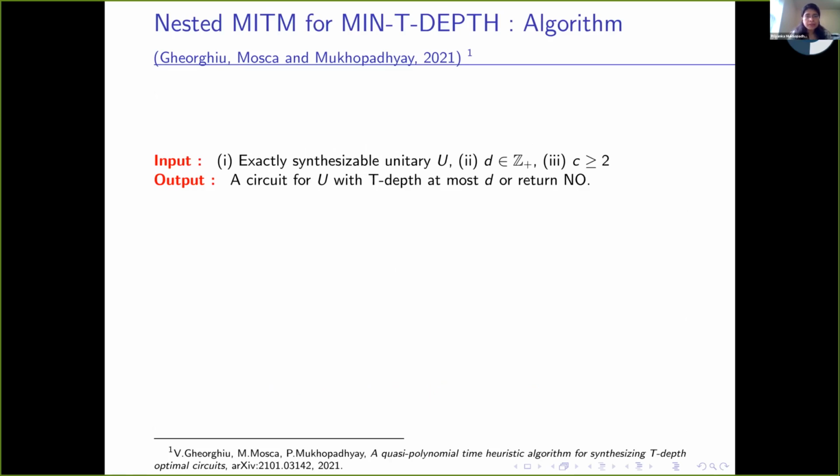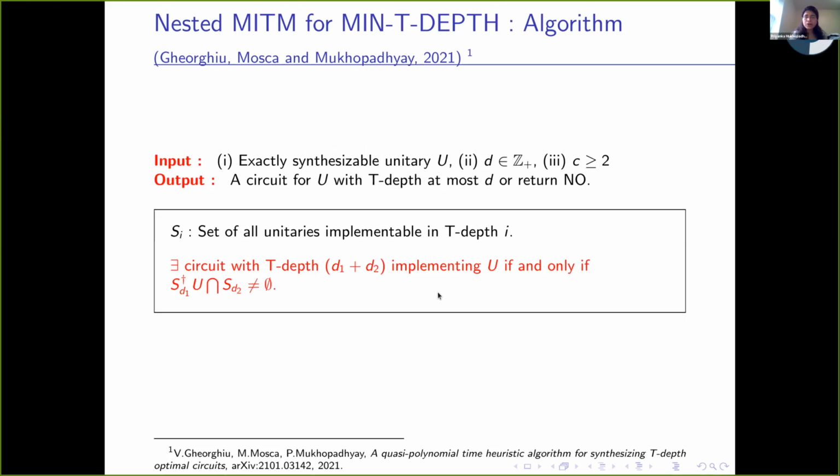So in the nested MITM technique, again, the input is a unitary, this T depth, and this C, which is the level of testing. And we have to output a circuit if the T depth is at most D, or we return no. Now, I'll not go into the detail of the algorithm due to time constraint, but it is nicely described in our paper.